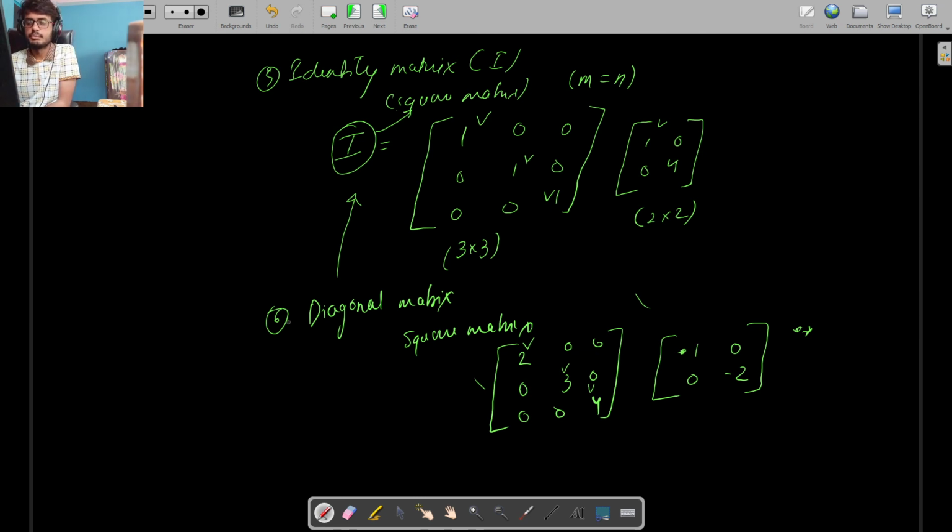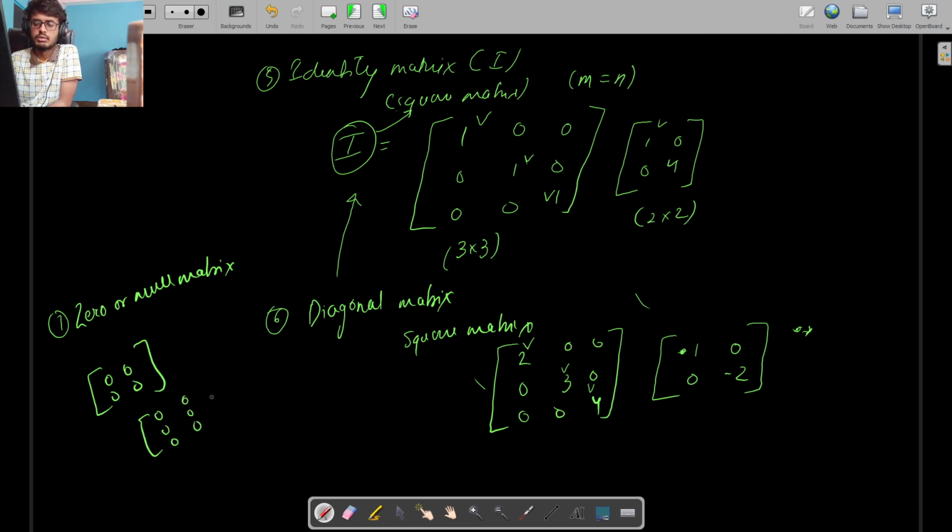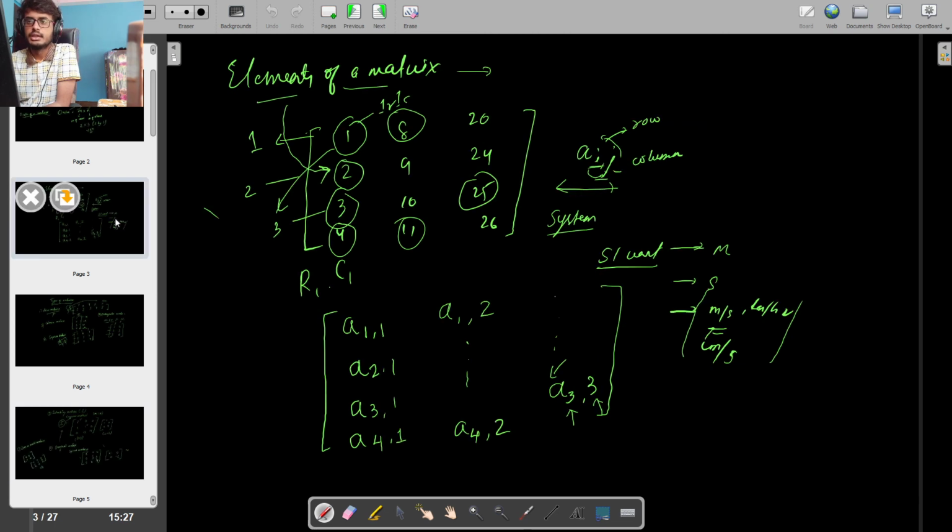Then the last type of matrix is very simple, the 0 or null matrix. A 0 or null matrix is nothing but a matrix with all the elements as 0. Very simple. Okay, so I'll revise the different types of matrices once again.